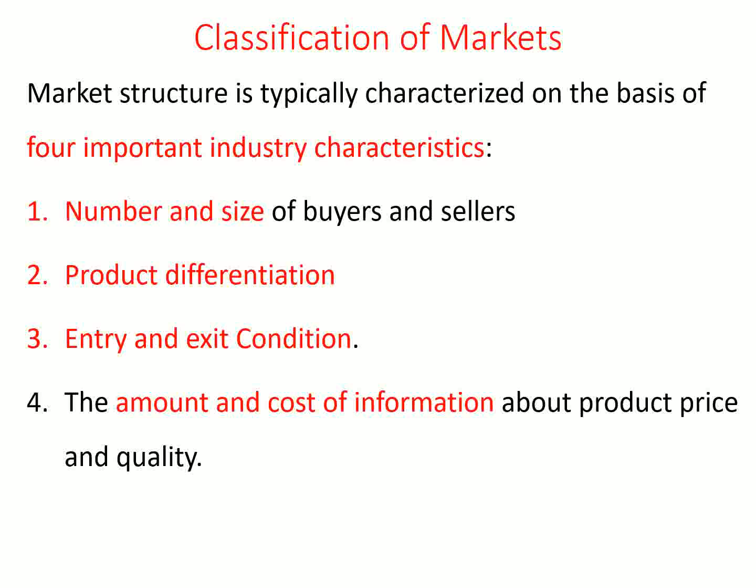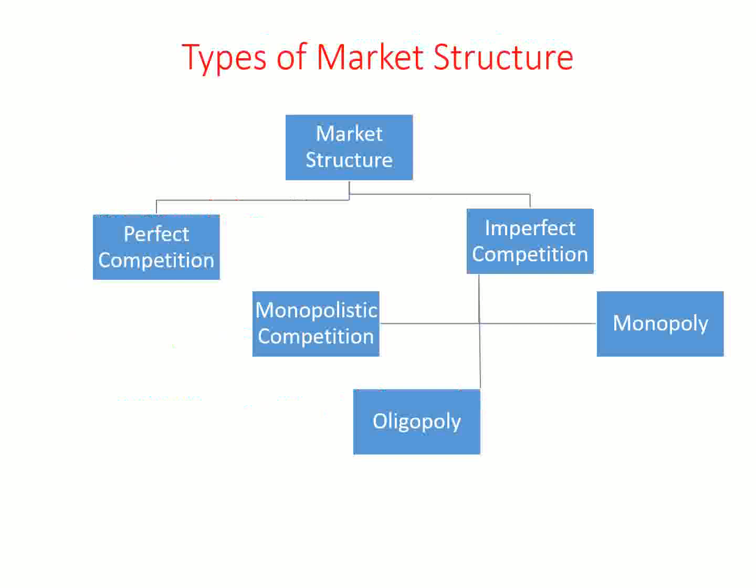Based on these four parameters, we can divide the market structure into two major divisions, that is perfect competition and imperfect competition. And imperfect competition is again subdivided into three categories: monopolistic competition, oligopoly, and monopoly. So we can divide types of market structure into four types: perfect competition, monopolistic competition, oligopoly, and monopoly. Today we are going to discuss perfect competition.